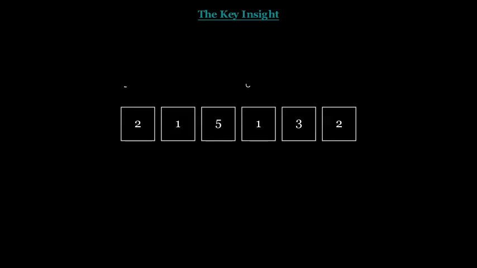Here's the realization the entire sliding window pattern is built on. You don't need to recompute the sum of the window every time, because you already computed almost all of it a moment ago. When the window slides forward by one position, exactly one number leaves it on the left, and exactly one number enters it on the right. Everything else in between hasn't changed at all.